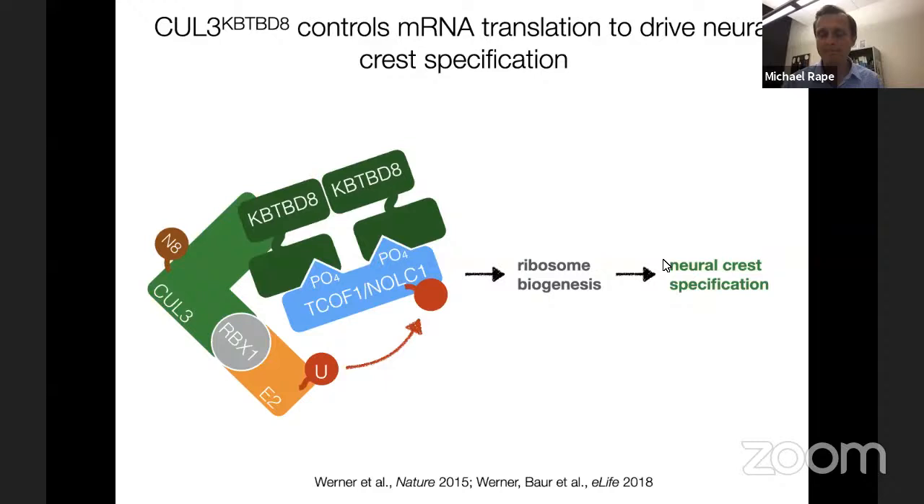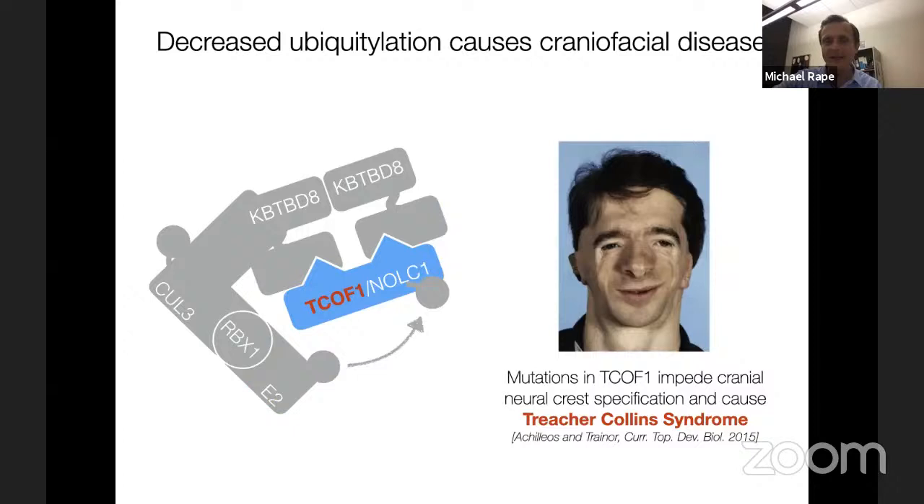But what made it most interesting for a lab that is interested in translating our findings into the clinic was that it had very clear links to disease. Mutations in the substrate that reduce the number of these degrons and therefore eliminate ubiquitylation lead to lower numbers of neural crest cells in patients, and this causes a craniofacial disease called Treacher Collins syndrome.